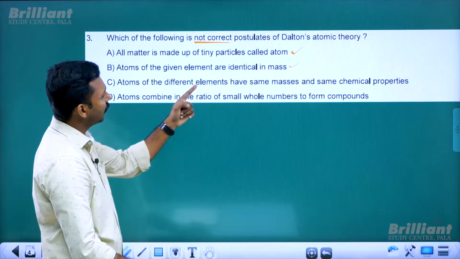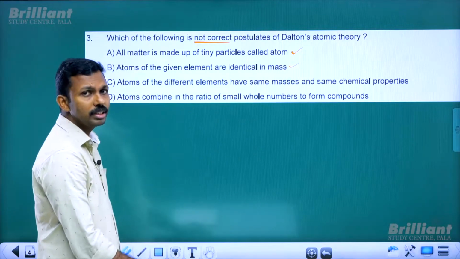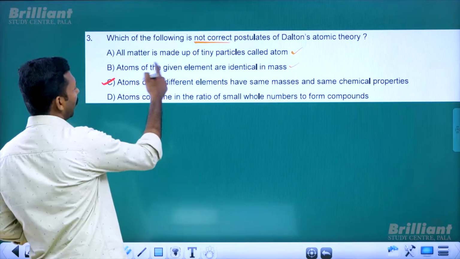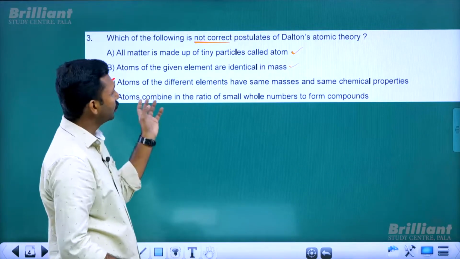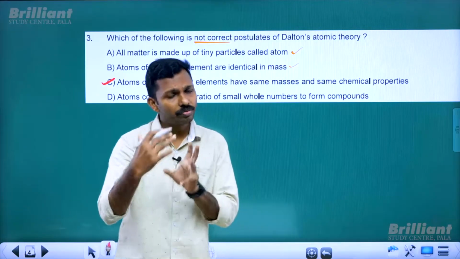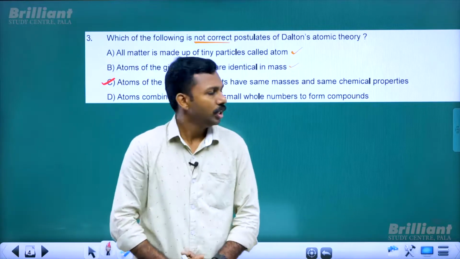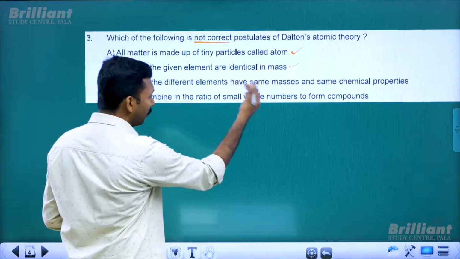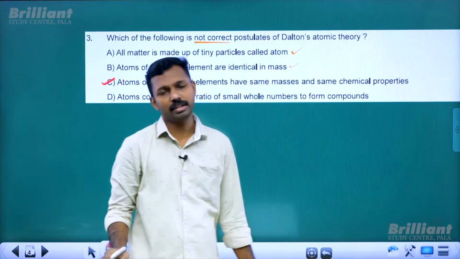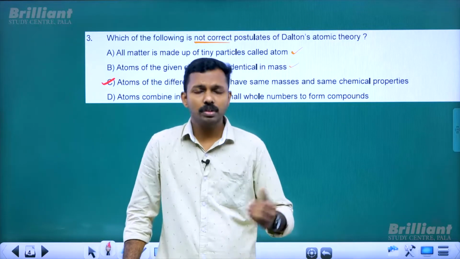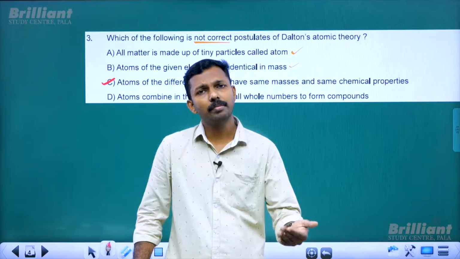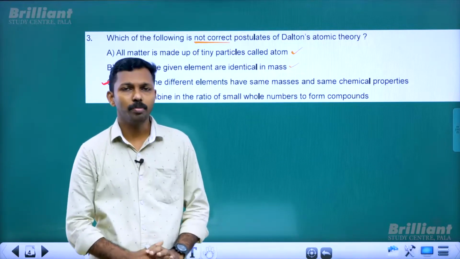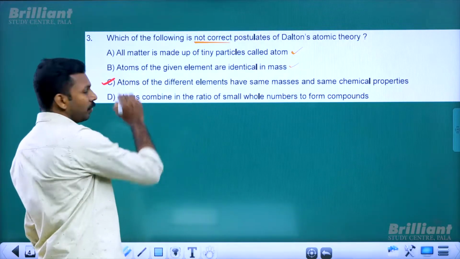Atoms of different elements have the same masses and same chemical properties. Is it possible? No. According to Dalton's atomic theory, he said the right statement as B: atoms of the same element are identical in mass, but atoms of different elements are different in all aspects. So, here in this third statement, they are saying atoms of different elements have the same masses and the same chemical properties. That is incorrect. Never it will be possible. Atoms of oxygen, hydrogen, carbon, nitrogen, if we are considering, all these atoms will have different properties, right? So, our answer option will be C.